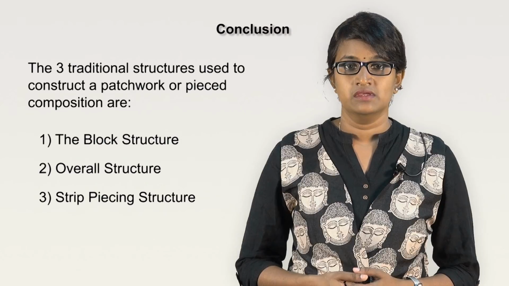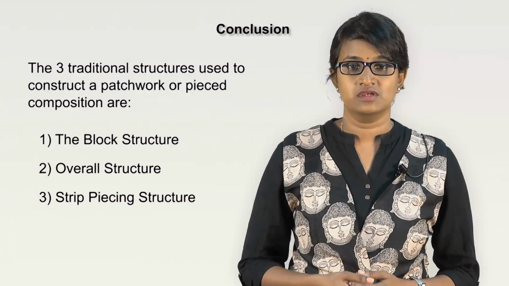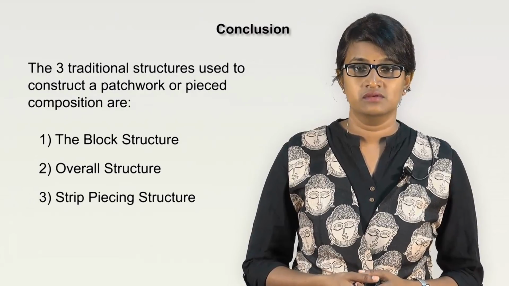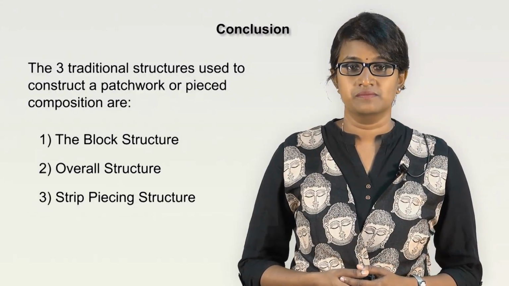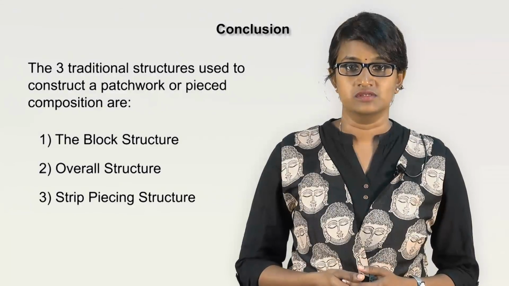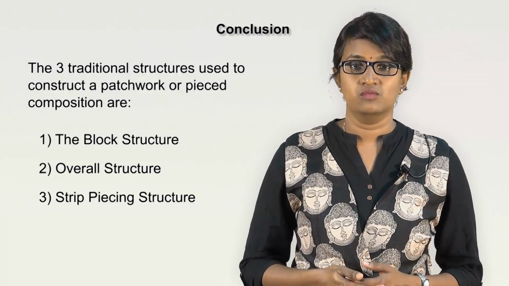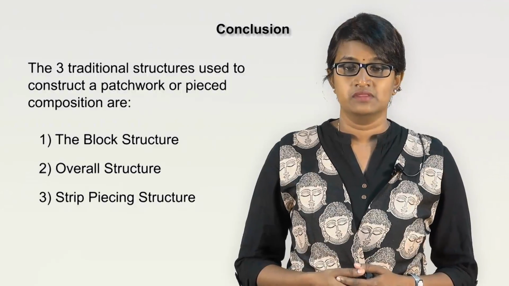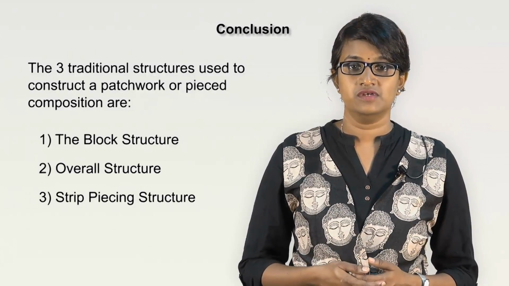Conclusion. The three traditional structures used to construct a patchwork are the block structure, overall structure, and strip piecing structures. All the patchwork types fall among one of these categories. Thus, in this module, you have learnt about the different types of patchworks. Thank you.